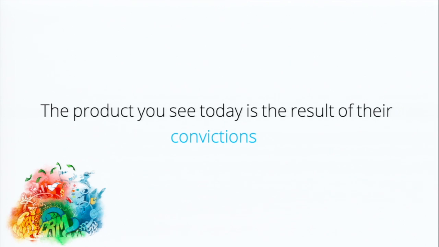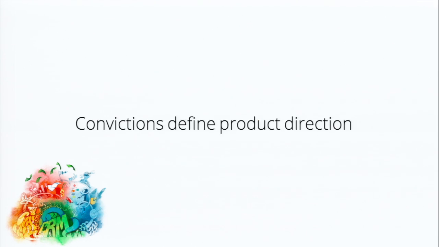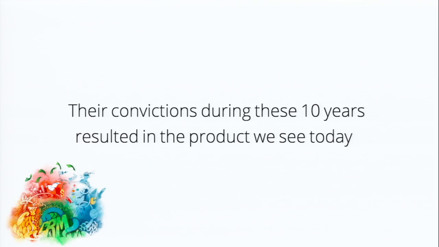And as Dilip said, and as Sridhar mentioned yesterday, the product you see today is a result of their convictions. And they had opinions. When they shipped 1.0, they said, maybe this is not how it should be working. So they had an opinion, and on talking to customers and thinking through further, these opinions became convictions, and those convictions translated into the product and the product direction that you see here. The product is the result of their convictions over the past 10 years.